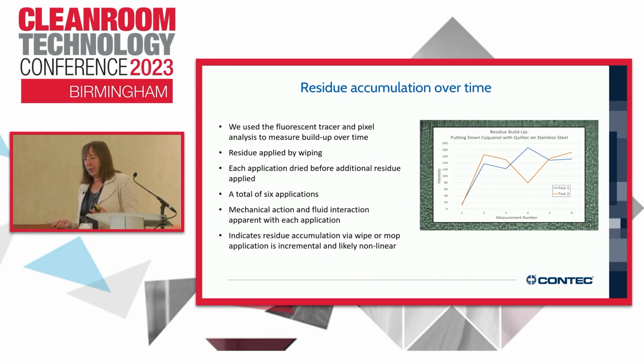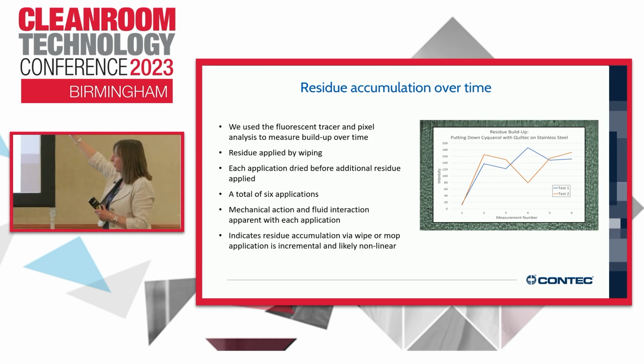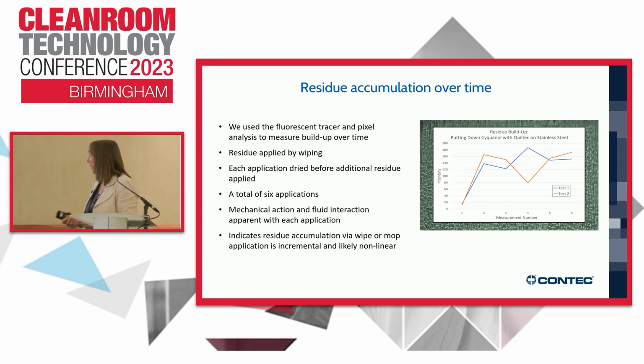We used this to look at the buildup of residue over time. So this is a product that contains alcohol and quaternary ammonium. We applied it by wiping onto the surface and let it dry, and then we added another layer and another layer, up to six applications we did. And this is what we saw. Can't find my pointer. So you can see it started very low, and then on the second time that we applied it, it was much higher, and so on and so on. And you can also see that it wasn't linear. It was variable each time.